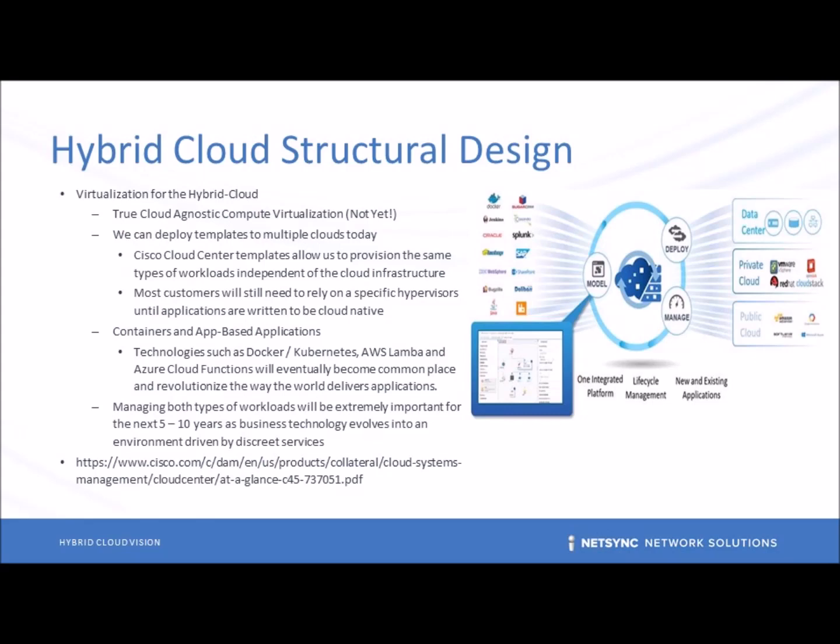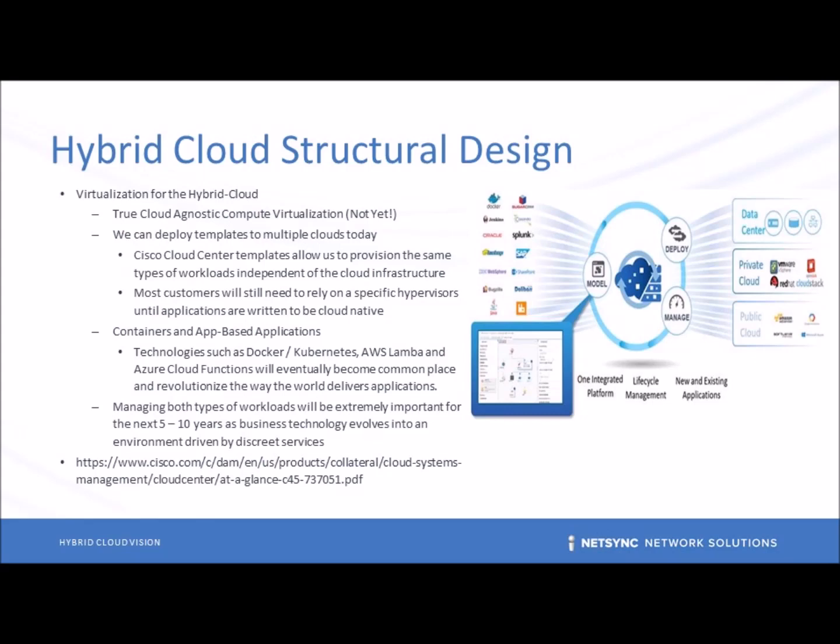Today we can, however, deploy templates to multiple clouds. Cisco Cloud Center templates allow us to provision the same types of workloads independent of any cloud infrastructure. So essentially we can provision workloads that look and act the same today in any kind of cloud you want. Most customers will still need to rely on specific hypervisors until the applications are written to be cloud native.